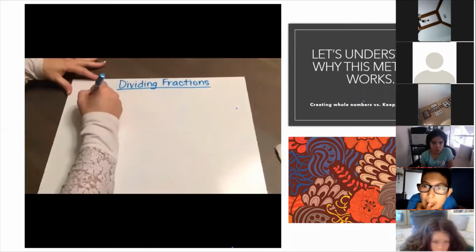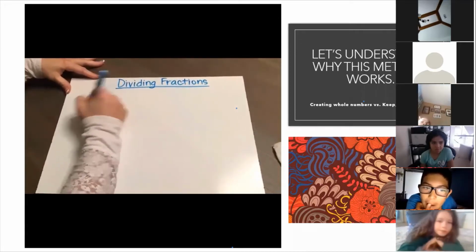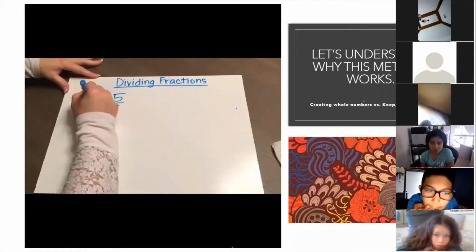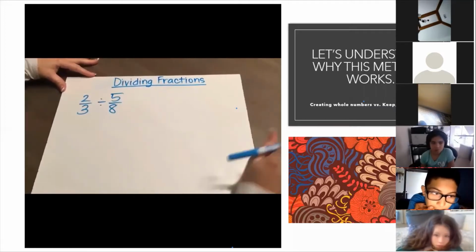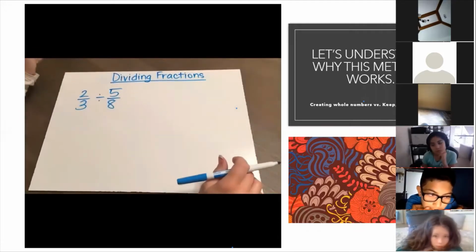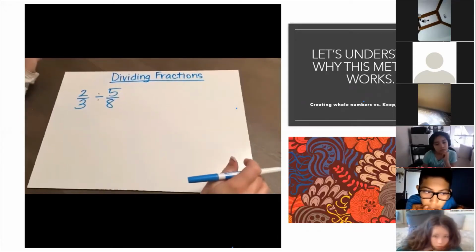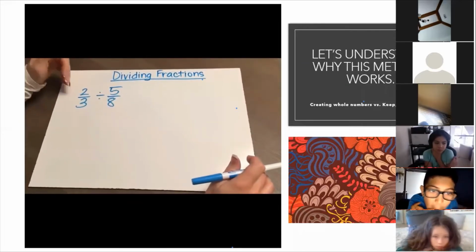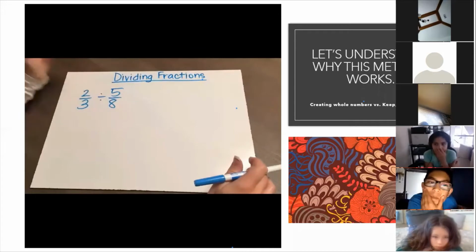We're going to use that same problem, 2/3 divided by 5/8. And the theory here is that we're going to create whole numbers to divide by using common denominators of 1, which is what inverting and multiplying accomplishes. So we're going to have whole numbers to divide.